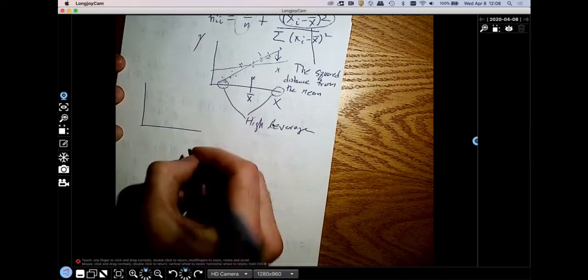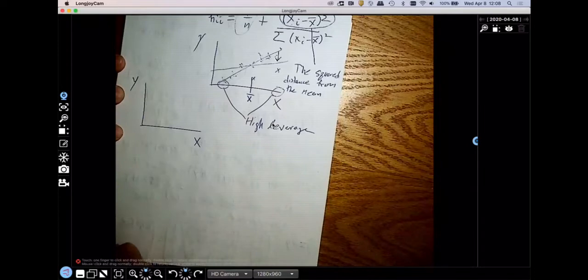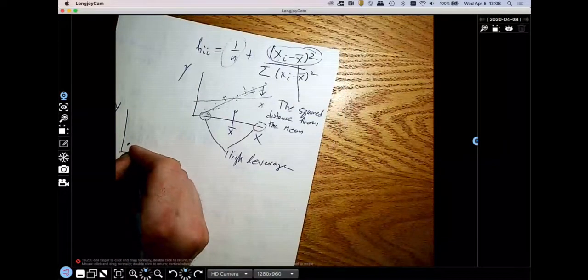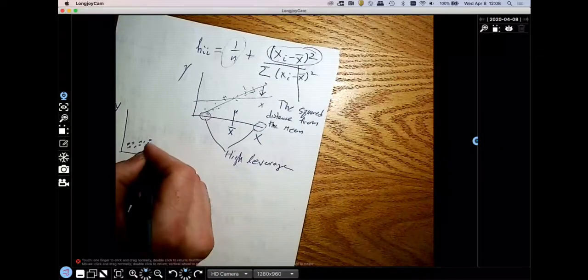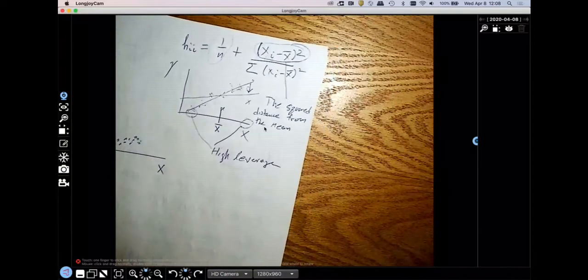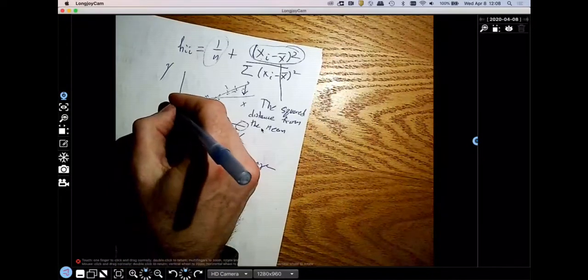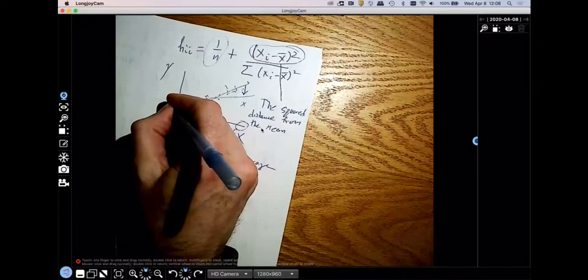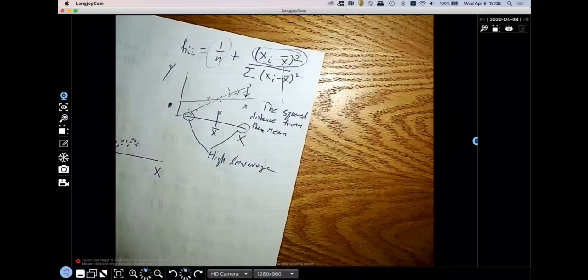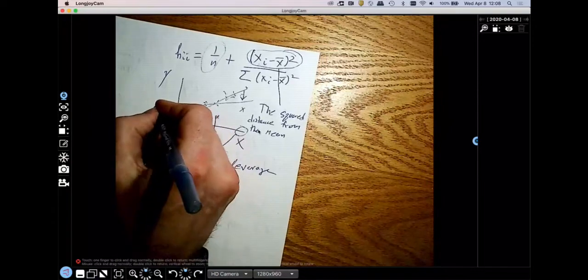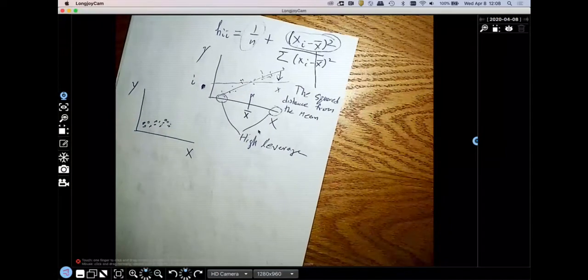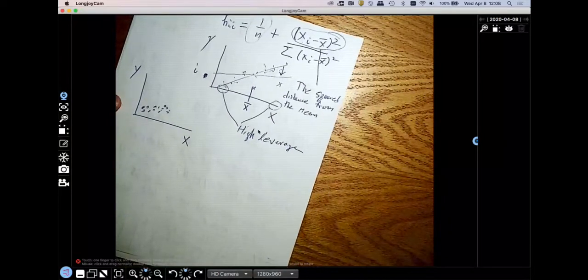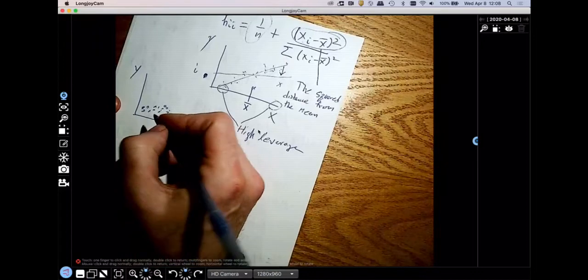So let's say that I had a simple linear regression, and maybe my x's look something like this. I've got all these x's down here, and let's say further that I've got an x up here. So I have one more x that is way up there, and that is meant to be an outlier. I'm going to call this observation I. If I were to fit a regression line using all my data, the regression line would look something like this.